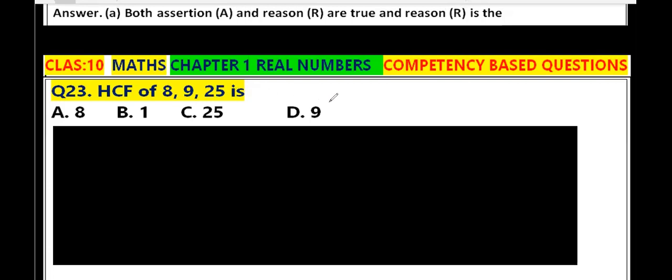SCF of 8, 9, and 25. We know all these numbers do not have any common factor, 8, 9, and 25. So their SCF will be 1.